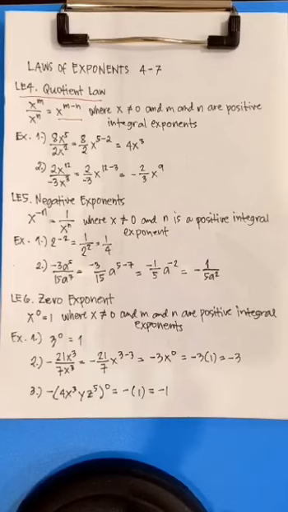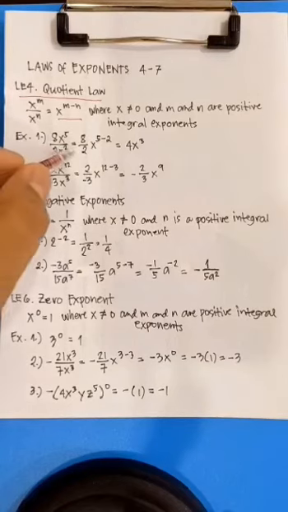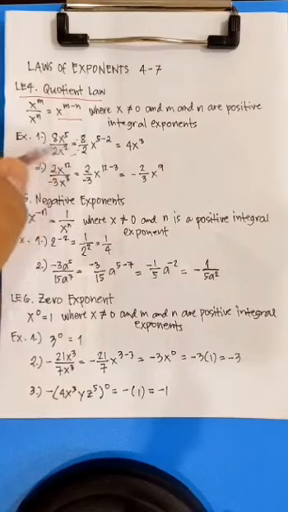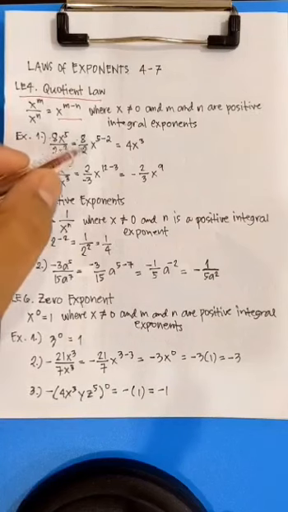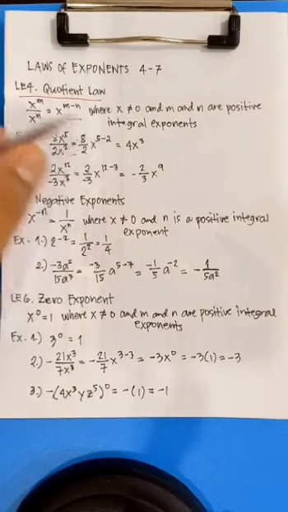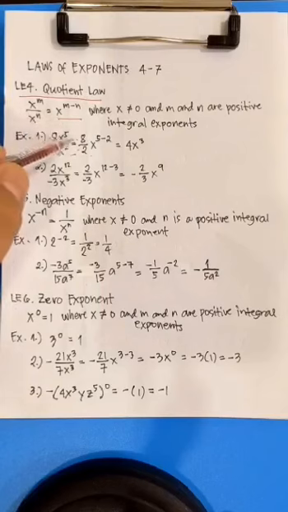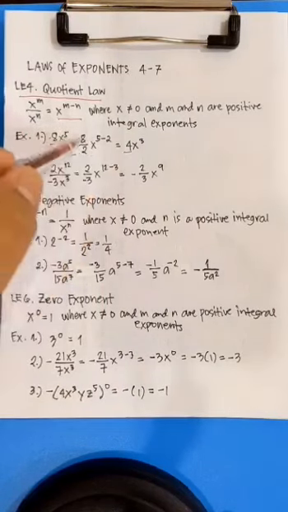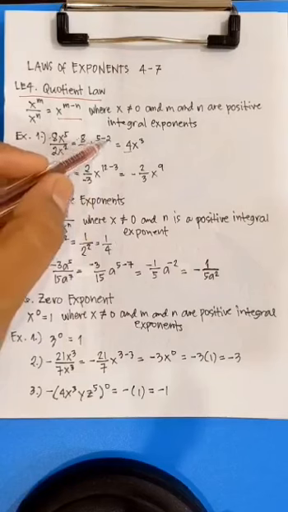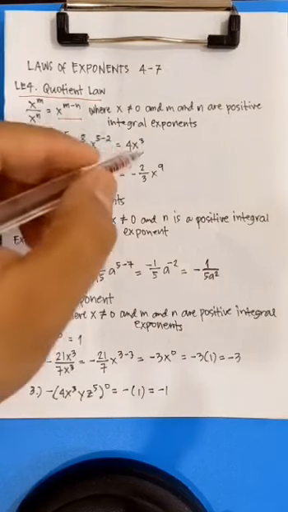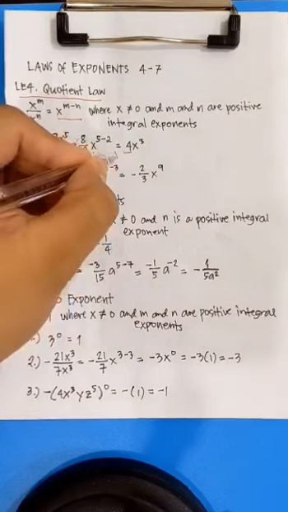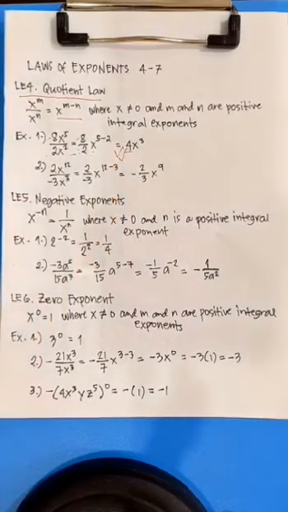For example, you have 8x to the 5th over 2x squared. So you will have 8 over 2 and x to the 5 minus 2. To simplify, 8 over 2 is 4, and x to the 5 minus 2 is x cubed. So therefore, you have 4x cubed.